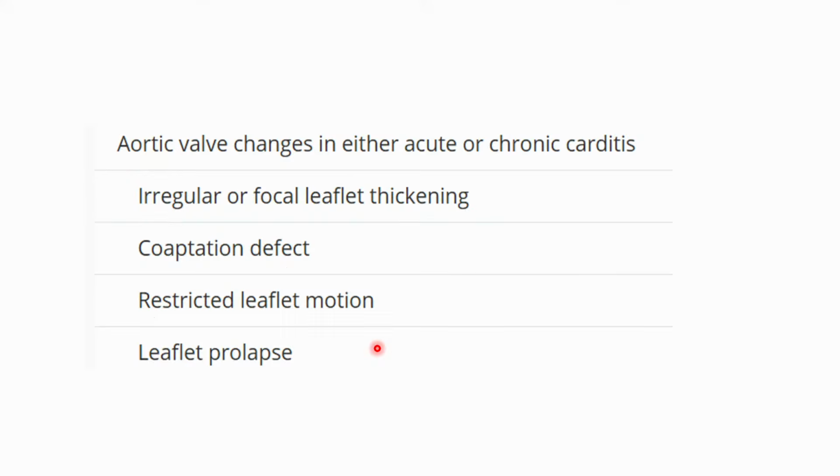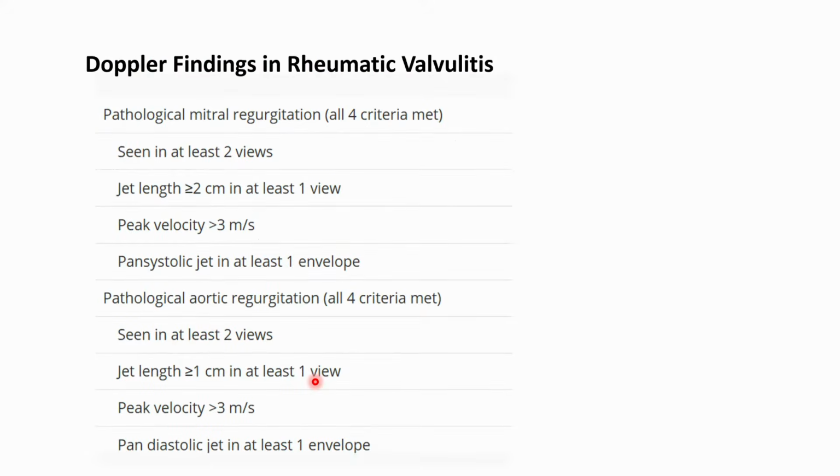And in the aortic valve, we can see irregularity of the leaflets, nodularity in the leaflets, coaptation defect, restricted leaflet motion, and leaflet prolapse. So the Doppler criteria for rheumatic valvulitis, to call it a pathological MR, all these criteria should be fulfilled. That is seen in at least 2 views. Jet length should be more than 2 centimeters in at least 1 view. And peak velocity should be more than 3 meters per second, and pan-systolic jet in at least 1 envelope.